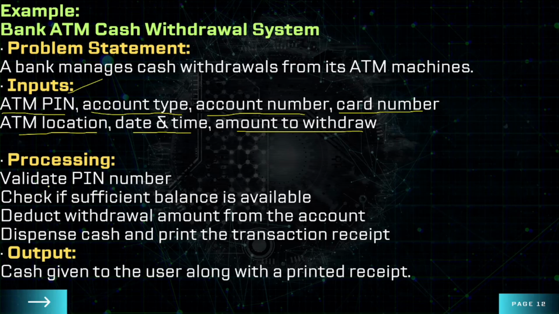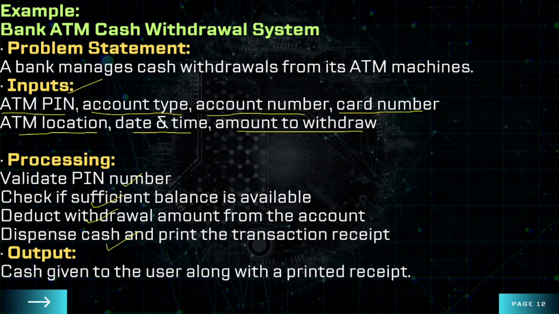So they are going to validate the pin number. After entering the pin number, it has to be processed, whether it is a valid pin number or not. Check if sufficient balance is available. It is going to check whether you have the balance available or not. After that, they are going to deduct the withdrawal amount from the account, then dispense cash and print the transaction receipt.